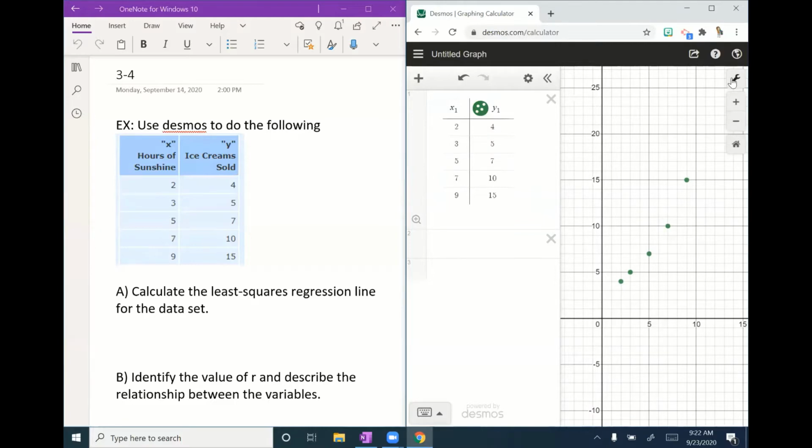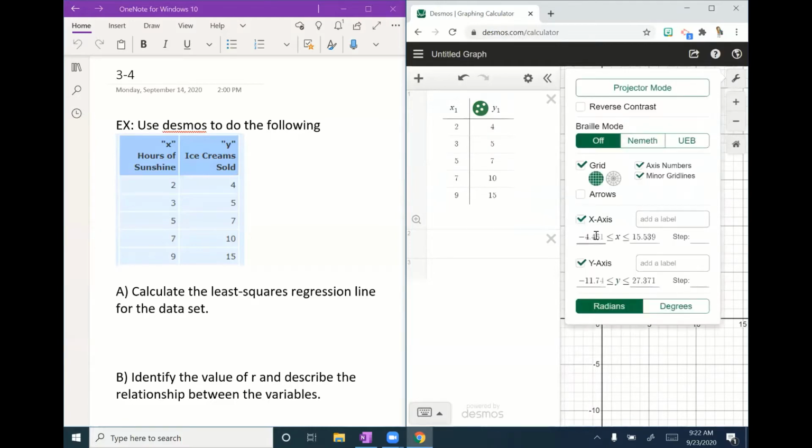Remember that the wrench is where I can adjust the X and the Y axis to mimic my table, right? So if my table had larger numbers, I would change the X axis to start at something a little smaller than the first X and something a little bigger than the last X. Same thing with the Y, something a little bit smaller than the first Y, something a little bit bigger than the last Y, so that I can see all of the data on the graph.